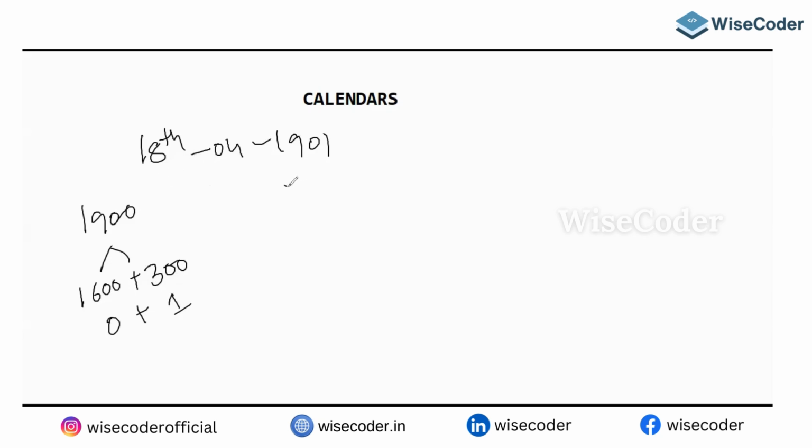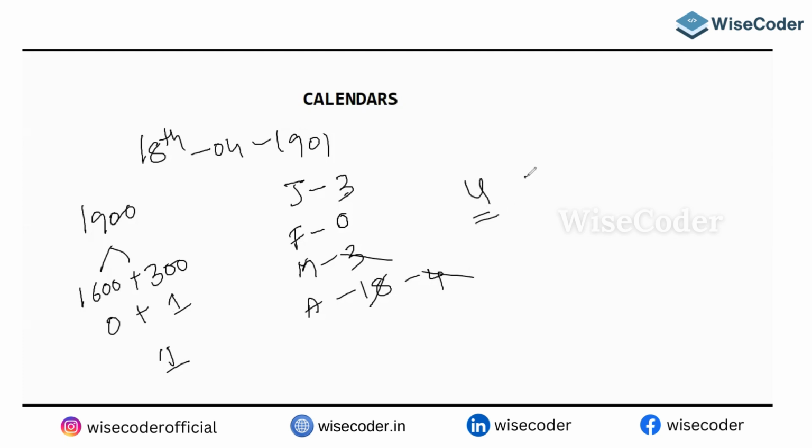Then take January, 3. February, 28 days, so 0. March, 3. April, you have to take 18, which is 4. So till the years I have only 1 odd day, but you know the method: remove the multiples of 7. 4 plus 3, 7 gone, so 3 plus 1 is 4. So 4 means Thursday.